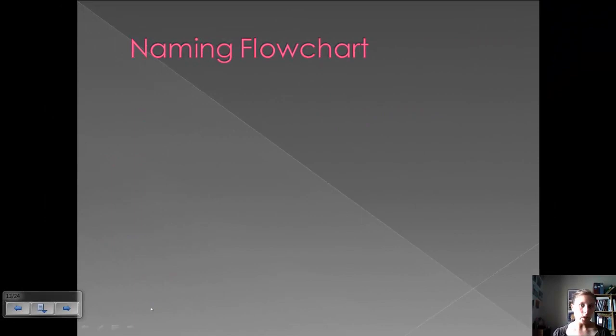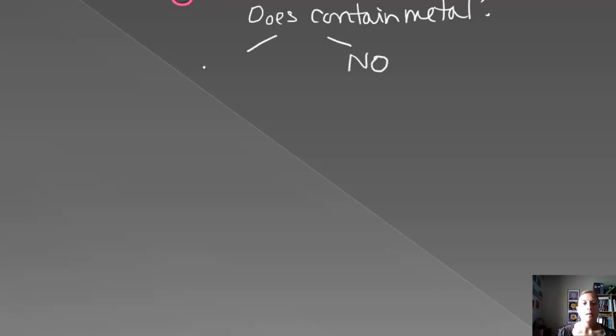Let's combine what we've talked about so far, looking at type 1, type 2, and type 3. If you're trying to name these and they're all jumbled together, there are a couple questions you can ask yourself to organize your thoughts. The first question is: does the compound contain a metal? And you could either say no, or you could say yes.